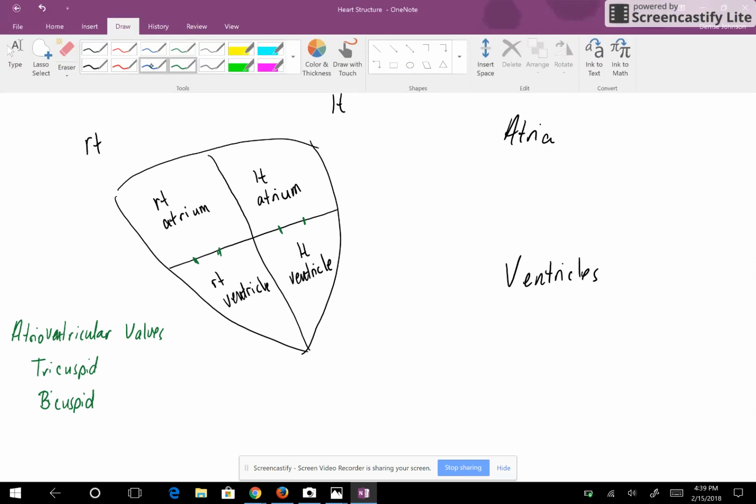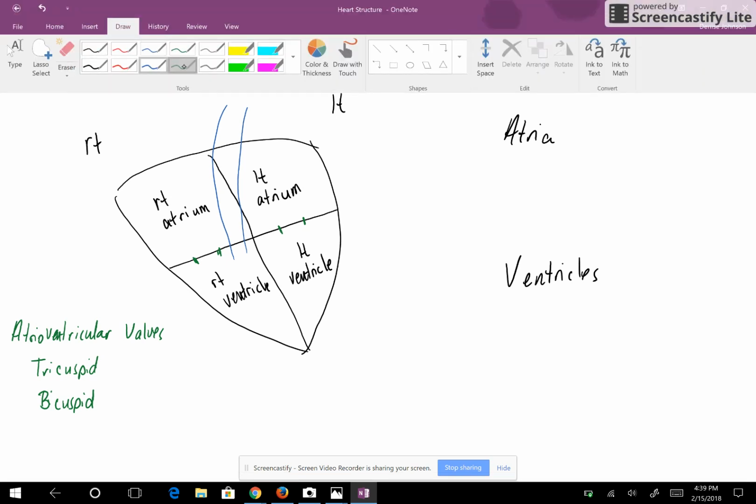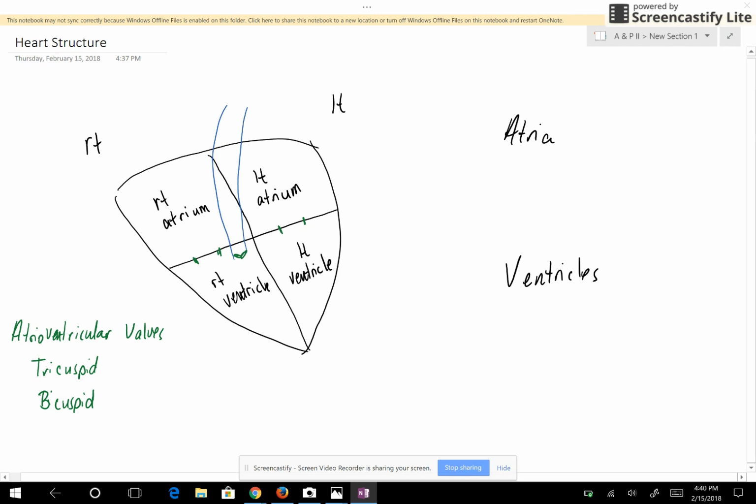So let's look at the right ventricle. We're going to draw the pulmonary trunk coming out here. We have valves at the base of the pulmonary trunk. They're going to be located here. And these are the semilunar valves. The name of that particular valve is the pulmonary valve, or you can call it the pulmonary semilunar valve. The pulmonary valve is located here at the base of the pulmonary trunk.